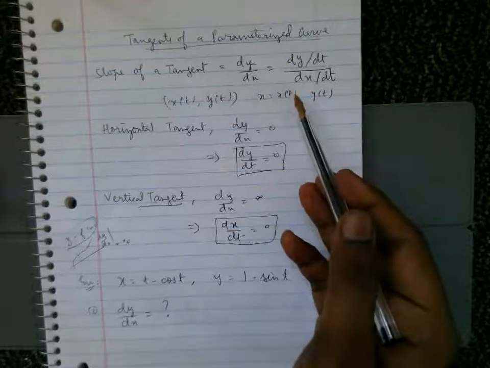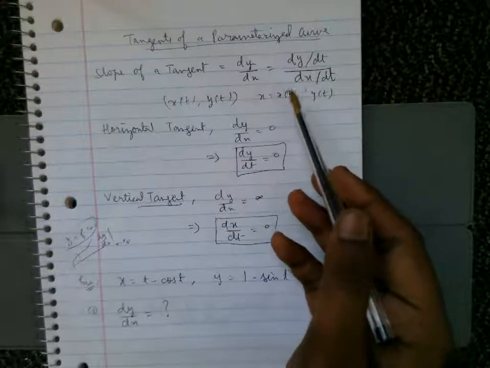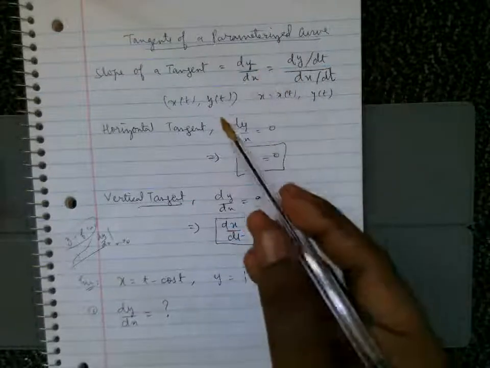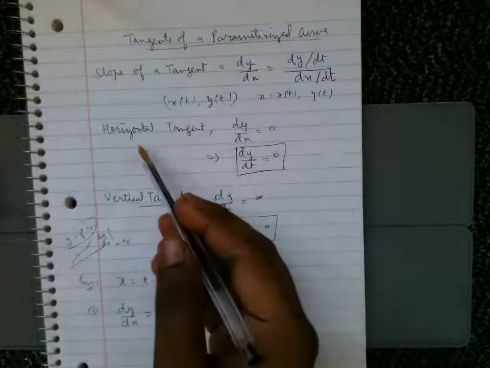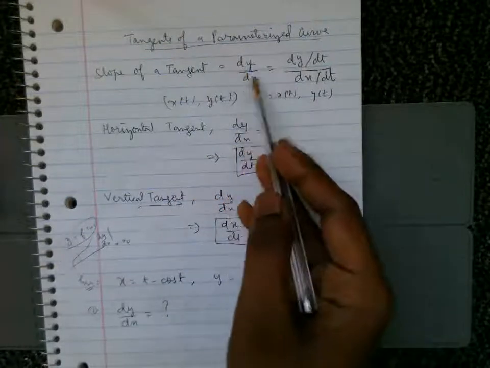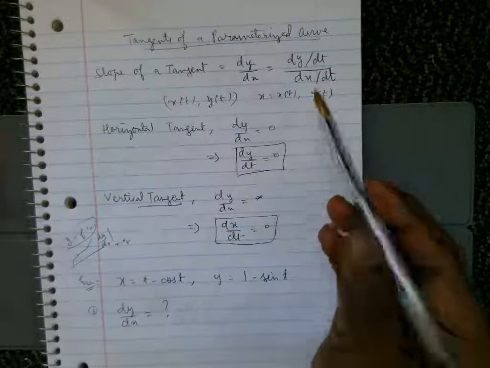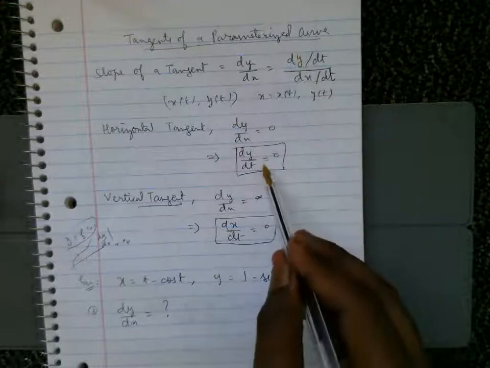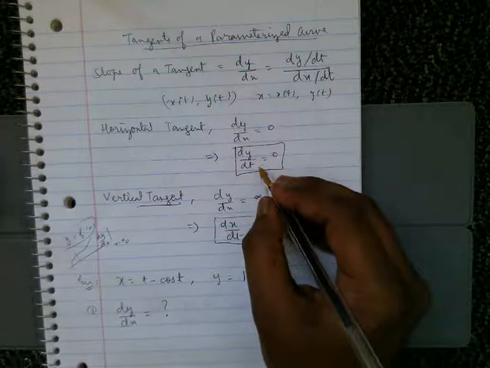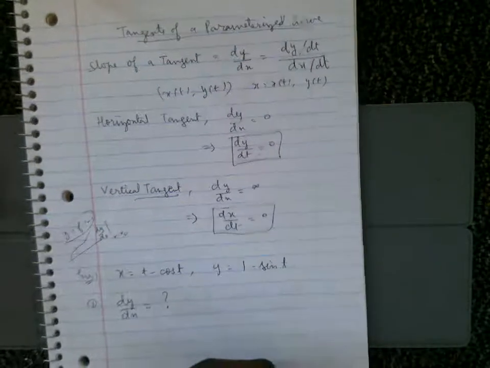So this is the slope, the derivative dy by dx. If you want the horizontal tangent, then you need this derivative to be 0, which means that the numerator has to be 0. So the derivative of y with respect to t is 0.